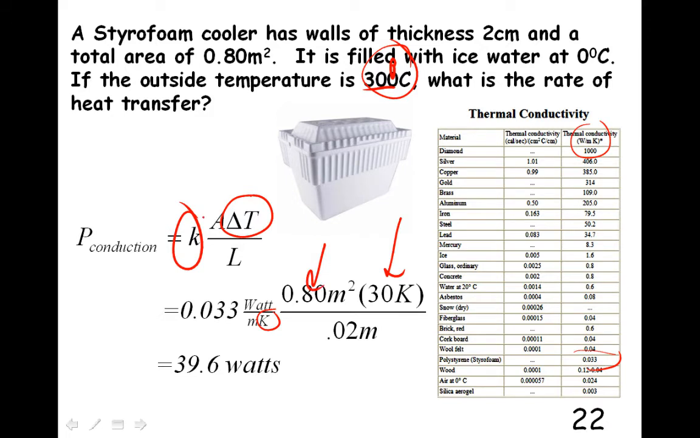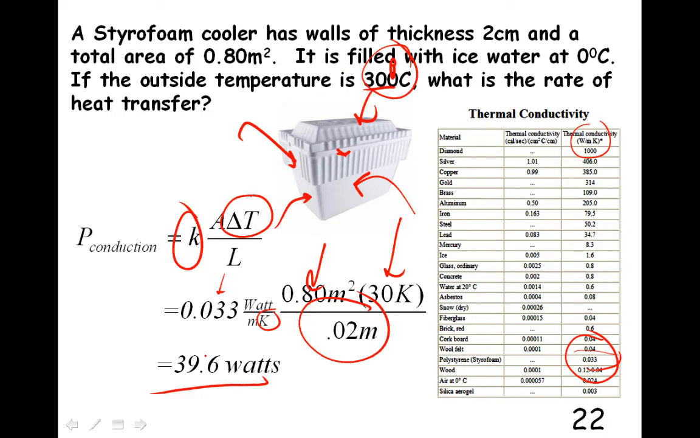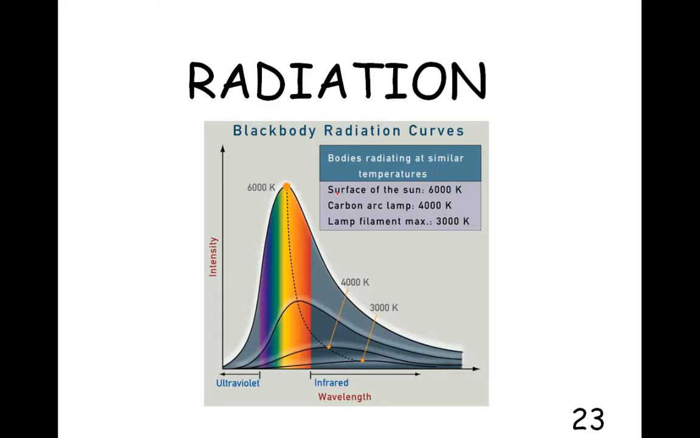There's the area, there's the thermal conductivity, and this was the thickness of the walls of our styrofoam. And we see that we're losing heat at a rate of 39.6 watts, or 39.6 joules per second. Losing heat. So that means the heat is coming in from the outside, and there are 39.6 joules of heat that enter our cold water every second from the outside through conduction through this wall.